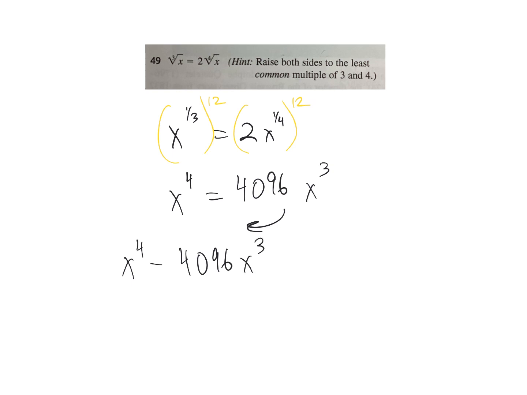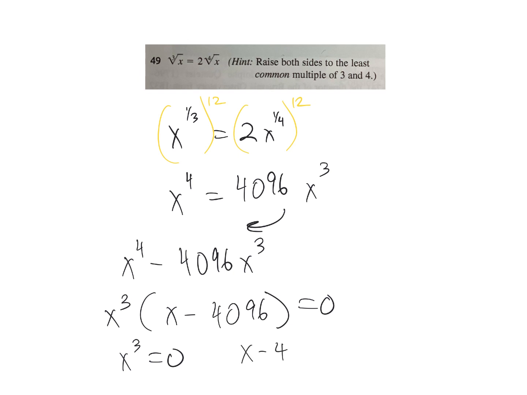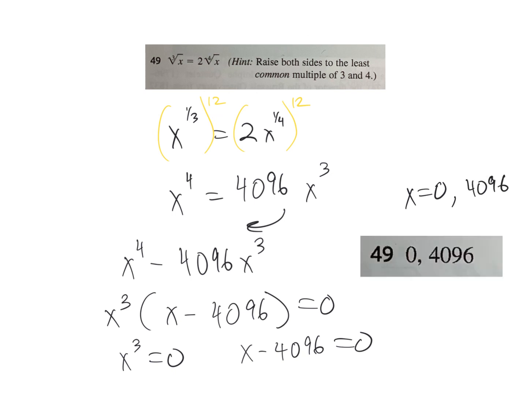And now we can factor an x cubed away, and we get x minus 4,096 equals 0. So either x cubed equals 0 or x minus 4,096 is equal to 0. Well, x cubed equals 0 would mean that x is equal to 0. And if we add 4,096, that's also a possibility. Ta-da! All right, and the last problem.